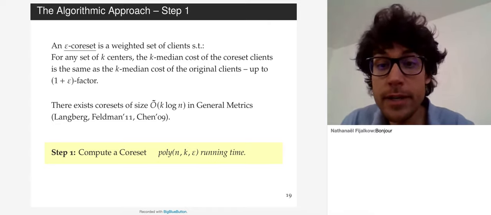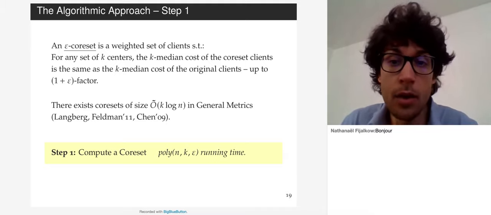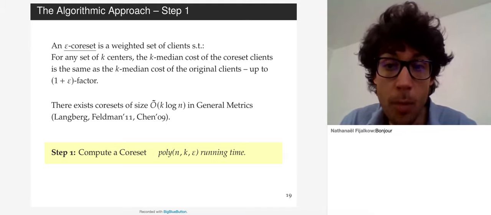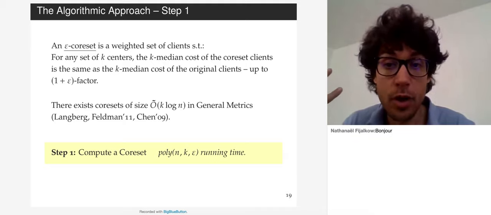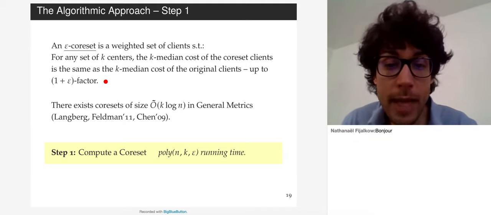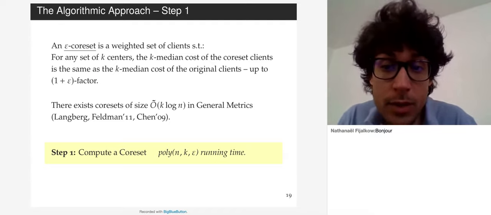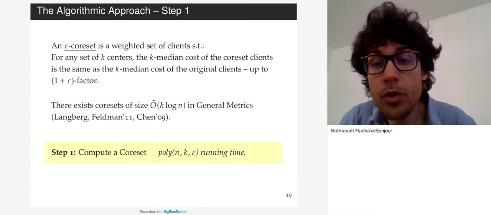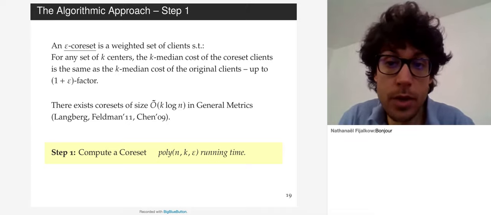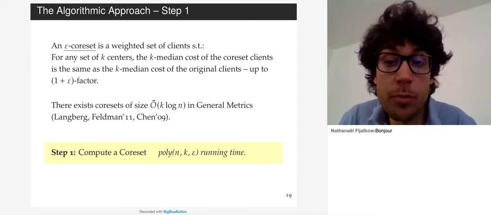if you want. It's not very technical, but what's known is that there are epsilon coresets of these problems, which in the FPT language are kernels. So they are a minimal set of points that preserve the cost, in the sense that an epsilon coreset for us is a weighted set of clients such that for any set of K centers, the K-median cost of the coreset clients is the same as the K-median cost of the original clients up to a 1 plus epsilon factor. So in fact, you preserve the K-median cost, you preserve the solution, but you work with a smaller set of clients.